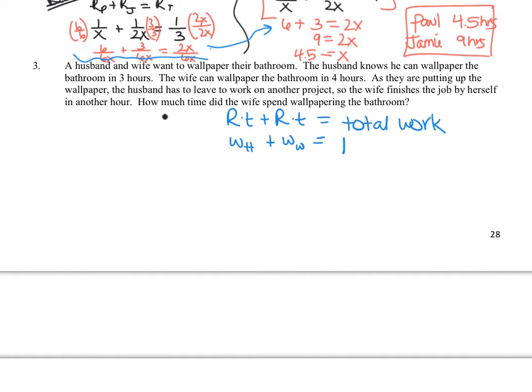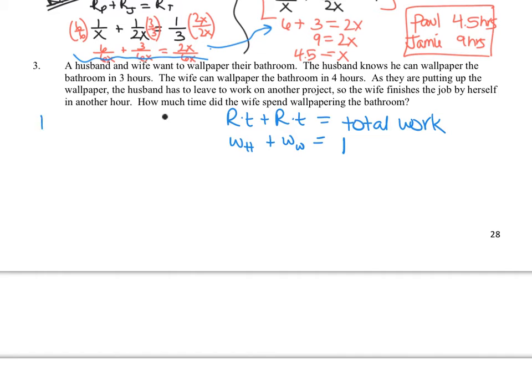So let's look at this. It says a husband and wife want to wallpaper their bathroom. The husband knows he can wallpaper the bathroom in 3 hours. The wife can wallpaper the bathroom in 4 hours. As they are putting up the wallpaper, the husband has to leave to work on another project. So the wife finishes the job by herself in another hour. How much time did the wife spend wallpapering the bathroom?